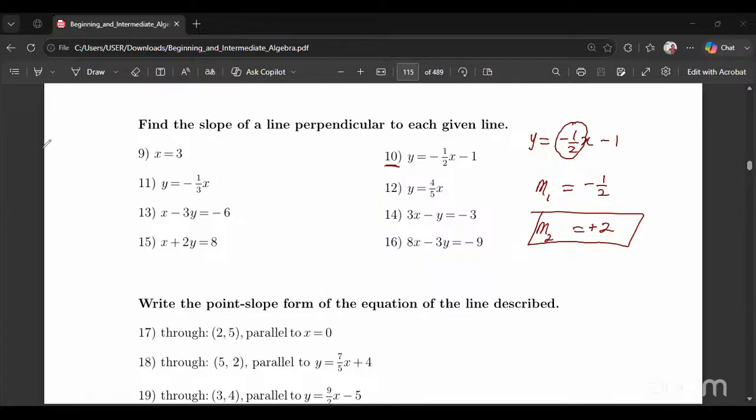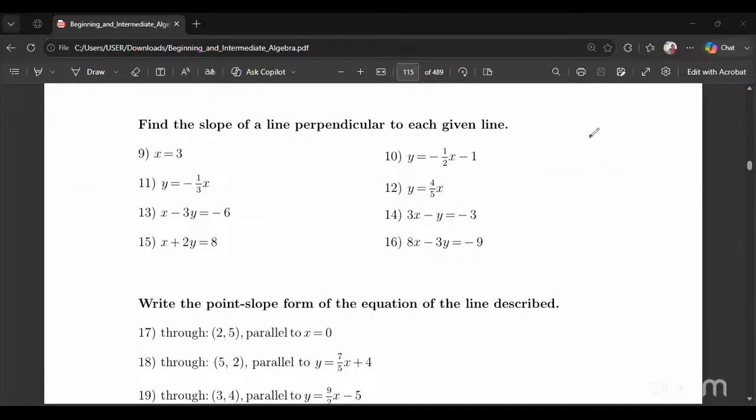Now let's do question 9. Question 9 is quite different, right? Because we are not having it in this form, y = mx + c. So if you graph this line, let me just sketch something. Just give me a minute. Yeah, perfect.